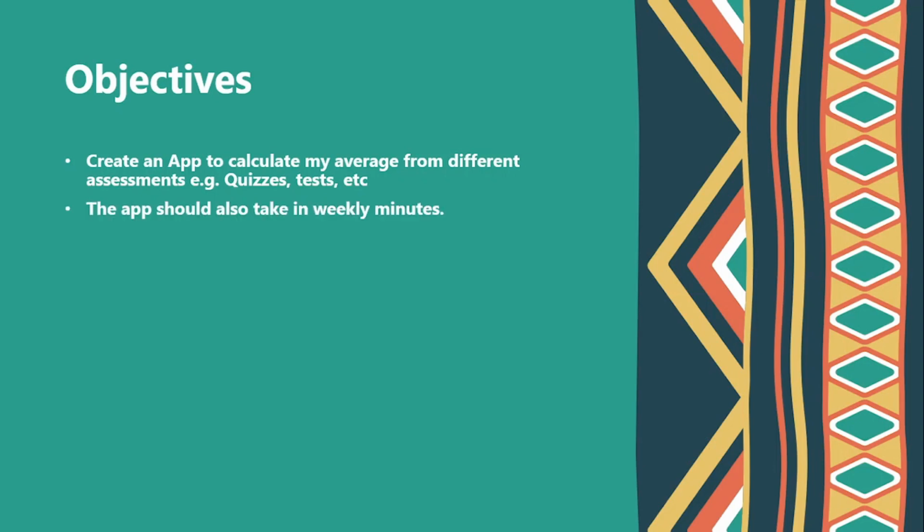The app should also take in weekly minutes. What do I mean by that? I discussed in my last video that I want to record minutes for each and every module that I do work for. So for example, if I attend a class and it's 70 minutes, say mathematics again, I want to record those minutes so that I know that when I spend this much time on this module, I produce this much result. Having to record the minutes will also help me to benchmark my results according to the times that I spend each and every week.